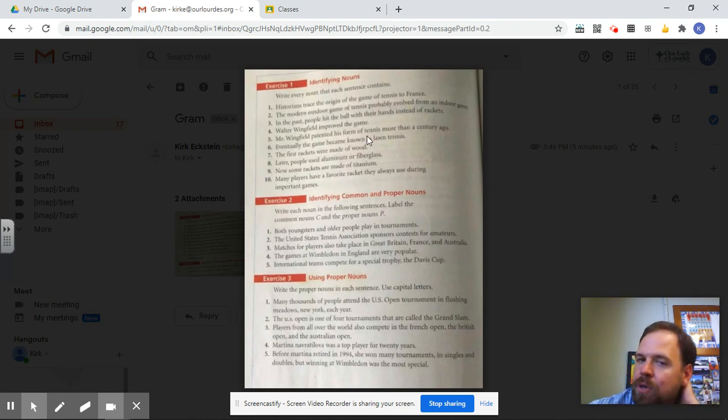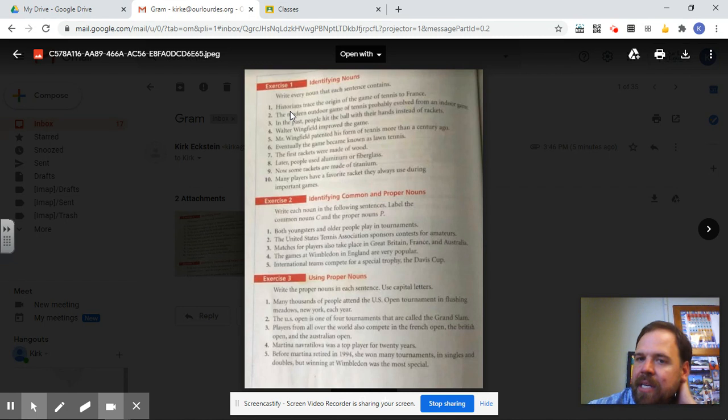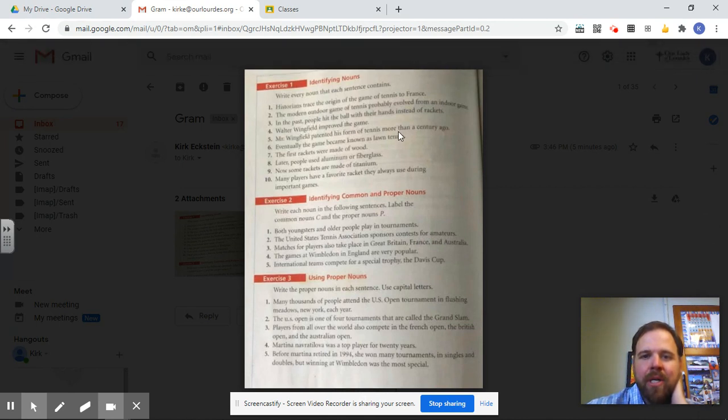Okay, so real quick, number one, historians trace the origin of the game of tennis to France. Words like historians, origin, game, tennis, France. Okay. Number two, game, tennis, and game. Some of these, like indoor and outdoor, are just adjectives. Number three, past, people, ball, hands, rackets. Four, Walter Wingfield, game.